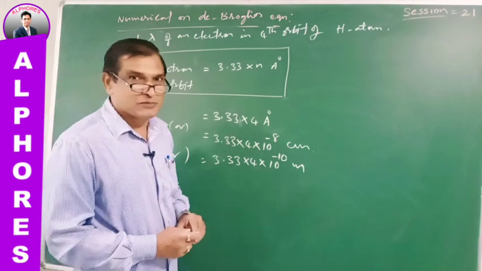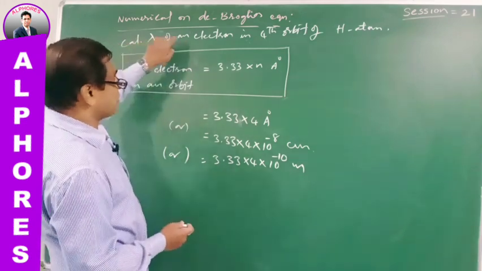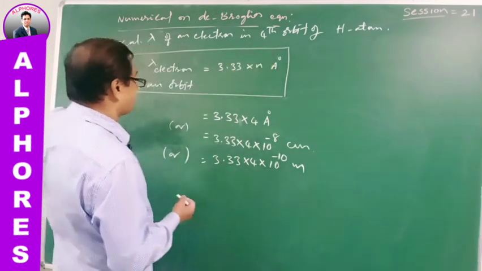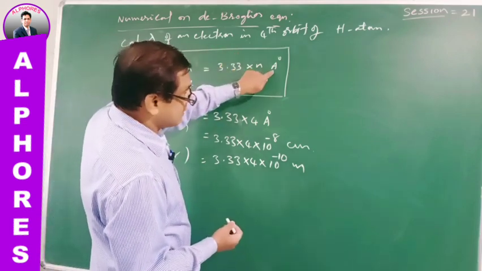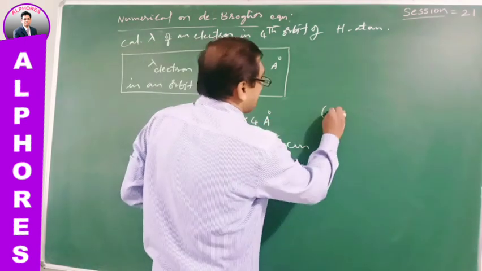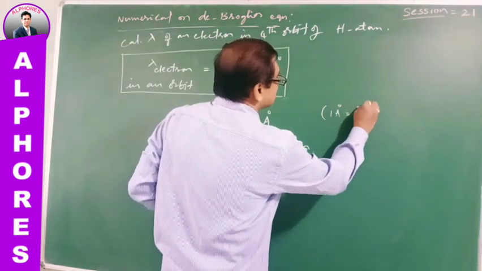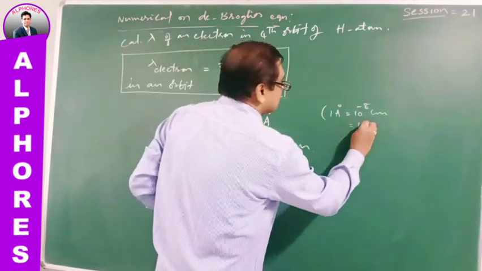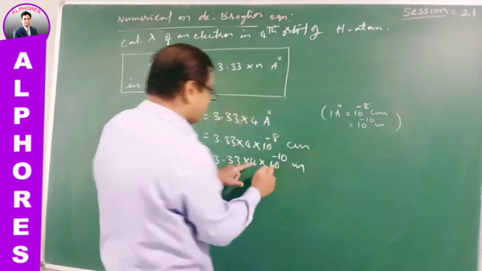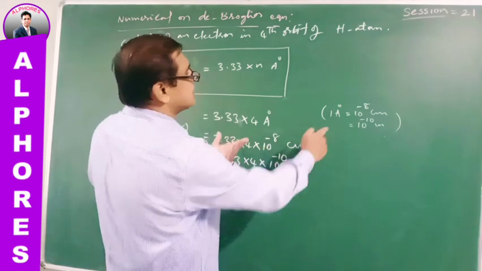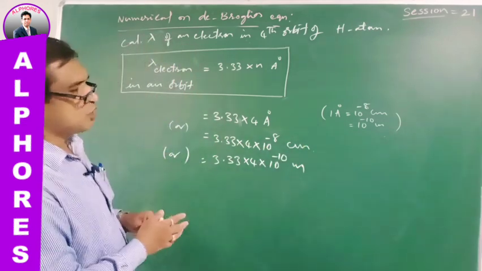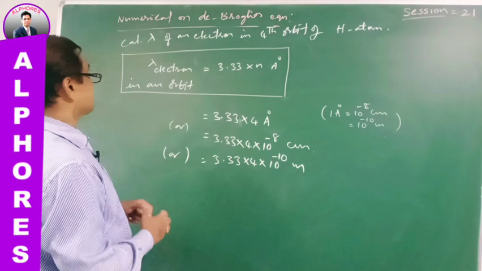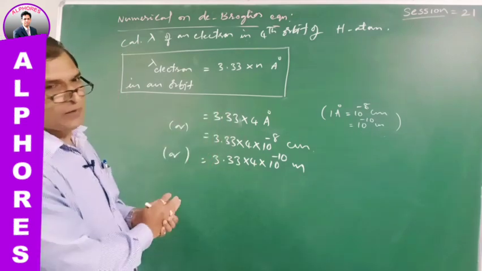Is the concept clearly understood? Calculate de Broglie's wavelength of an electron in the fourth orbit of hydrogen atom, using the formula 3.33 into n angstrom units. As we know, one angstrom unit is equal to 10 to the power minus 8 centimeters, or 10 to the power minus 10 meters. That is why I took these. So this is a numerical based on this. Is the concept clear? Everything is clear, right?